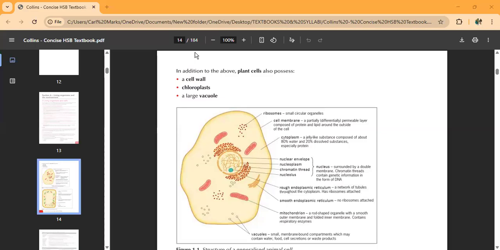Good afternoon, students. Welcome to our first online class. We'll be looking at cells, microbes, and cell specialization. So we need to pick up our work at the diagrams of the plant and animal cells. So before we begin, let's bow our heads for a word of prayer.